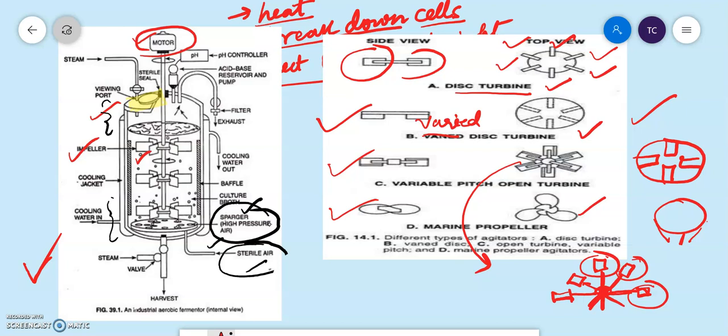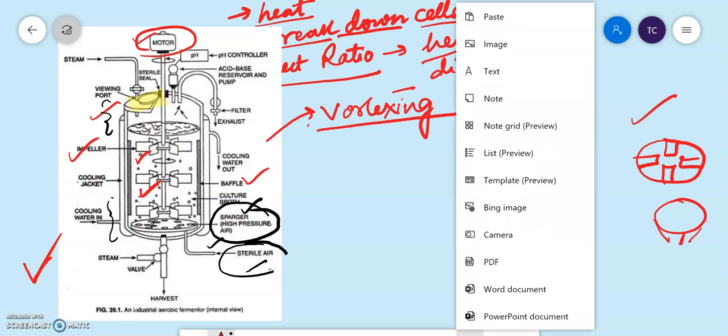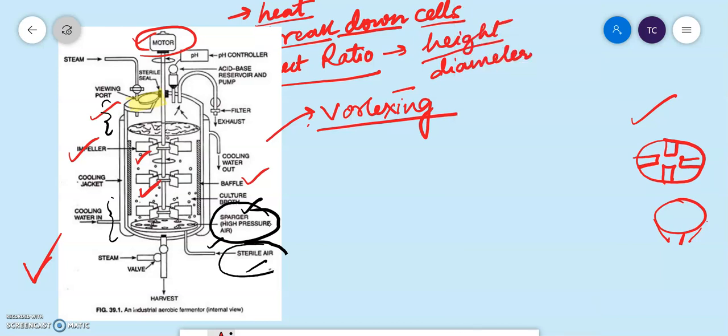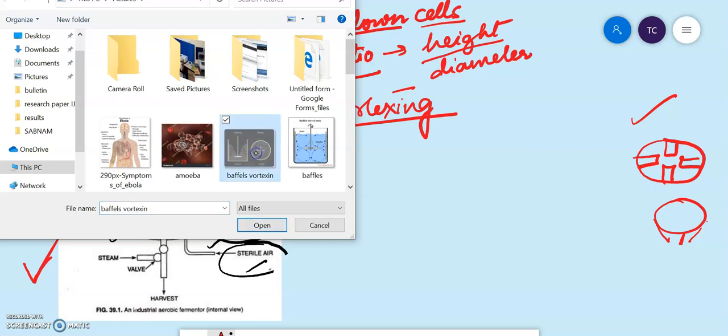Now I will move on to another aspect, and that is your baffles. So we have completed impeller. You get to see that this is baffles. For baffles, one thing you have to keep in mind is vortexing. Now for knowing what vortexing is, I will incorporate some images which will help you to understand it. Okay.